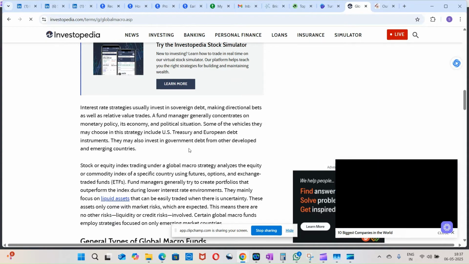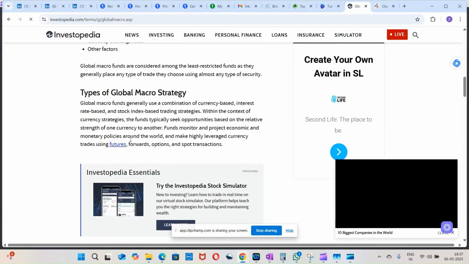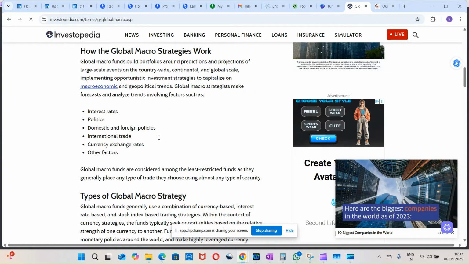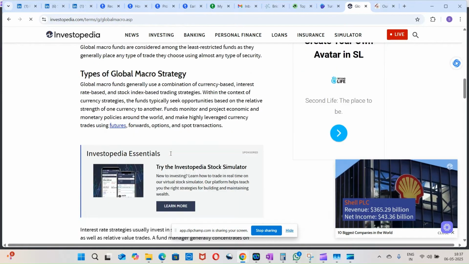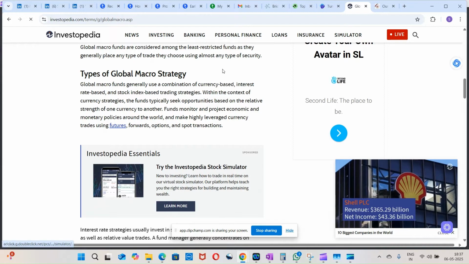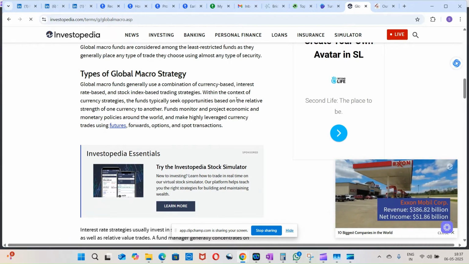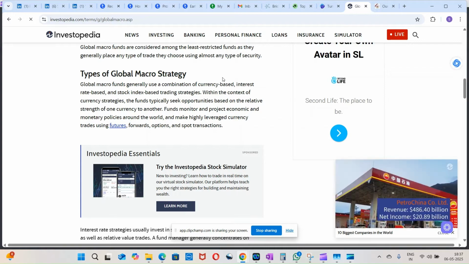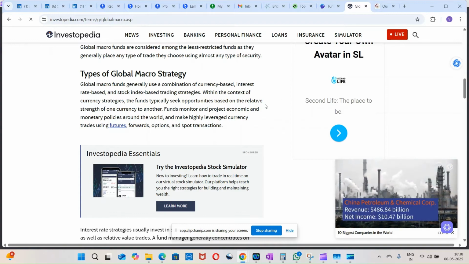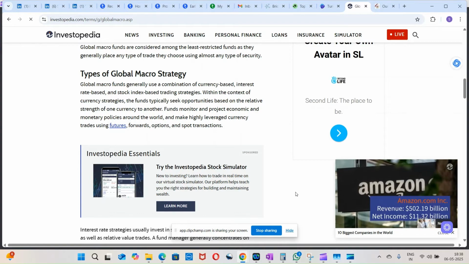So there are different strategies again. These are the different factors: interest rates, politics, currency exchange rates, international trade, foreign policies. All these factors are analyzed and then positions are entered. For example, take the recent example of gold. If you see uncertainty in the financial markets due to geopolitical reasons surrounding the US and China, you expect a rise in the gold price. You bet on it, take a position on it, and make money. So that is what a global macro strategy is.